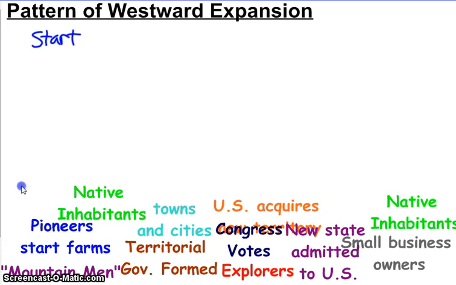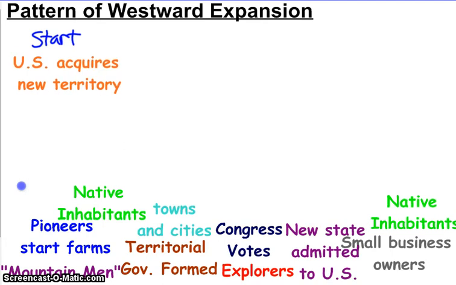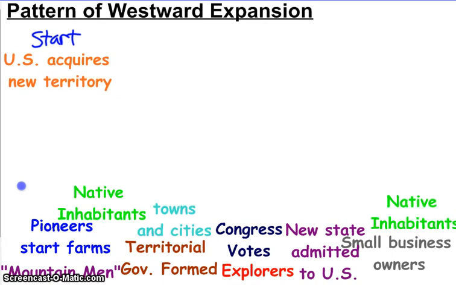Okay, so our starting place, how we are going to get going is, first of all, the United States wants to grow, so it must acquire new territory. That's the first step in this whole process. We need to buy, annex, somehow acquire some new land.